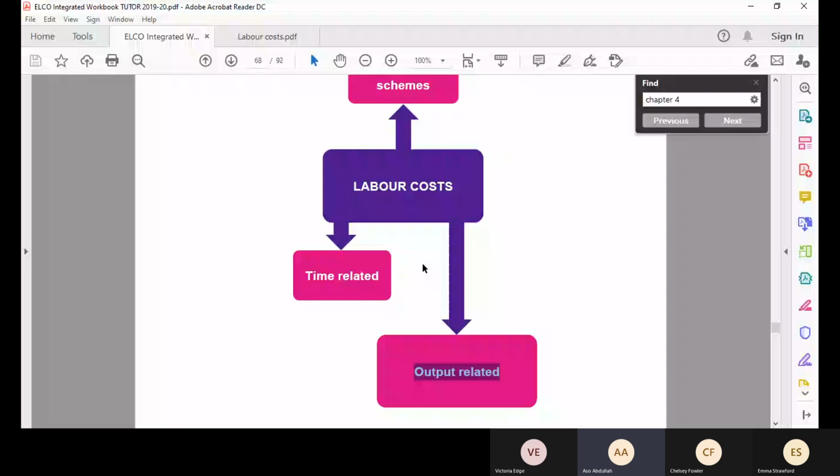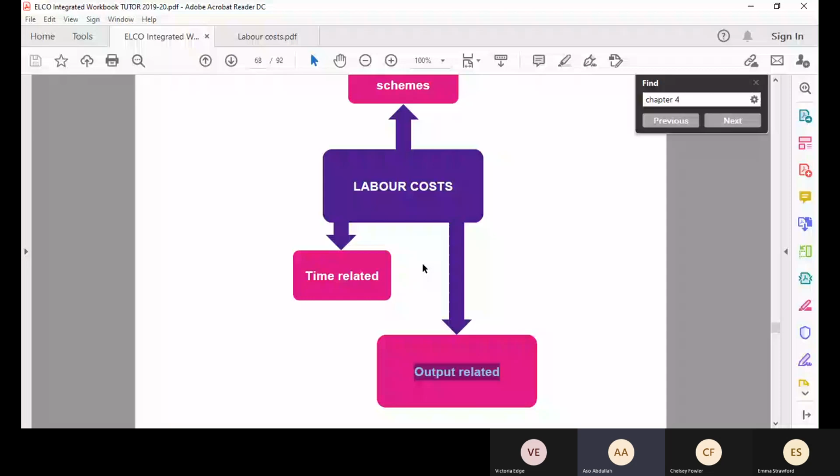If we're looking at time-related costs, we need to think about overtime. So what is overtime? Overtime is additional hours that you spend at work outside of your contract. Usually the rate for overtime is different compared to the basic rate.